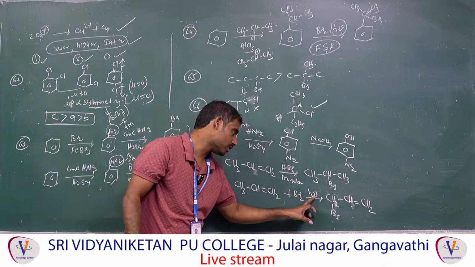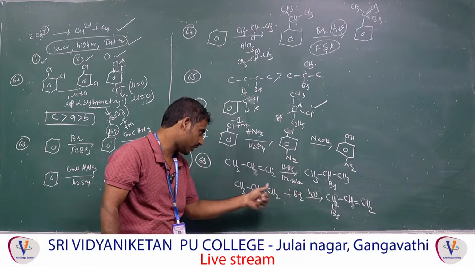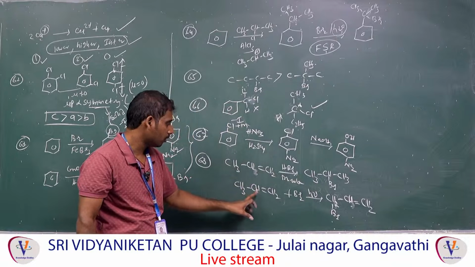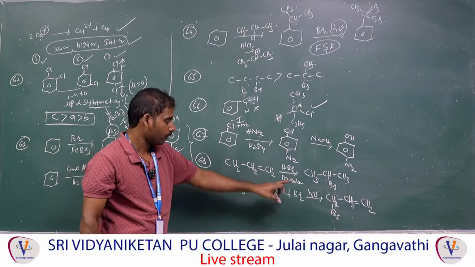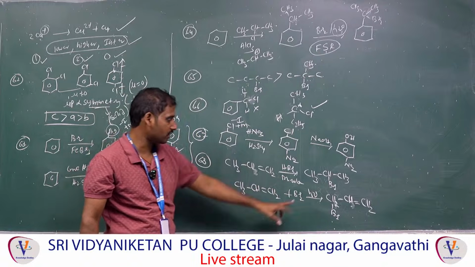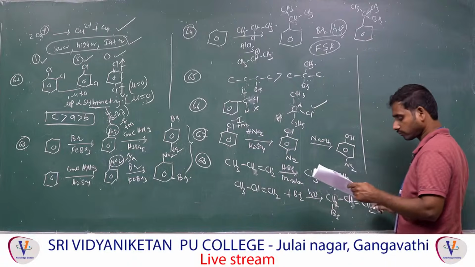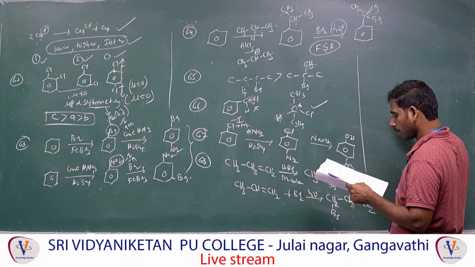How to know? Br2 in CCl4 versus Br2 with h nu. If Br2 in CCl4 is there, wherever the double bond is, you remove the double bond and add Br. If Br2 with h nu is there, then you have to observe allyl bromination, because a free radical is formed. So that is the second one. Third one. I think observe the third one and fourth one now.